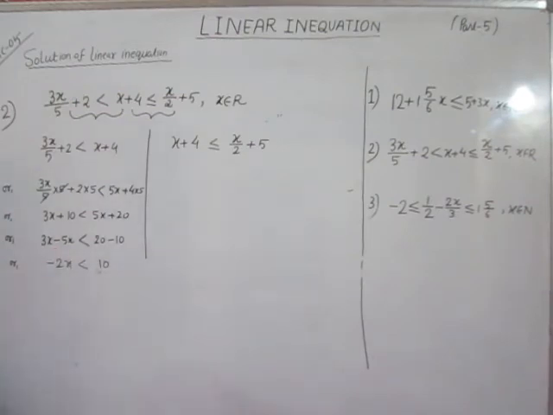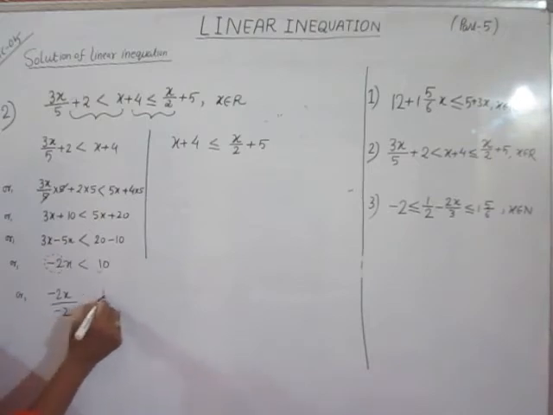So to get the value of x, we have to remove this coefficient minus 2. For removing the coefficient minus 2, what we have to do is divide both sides by minus 2. After dividing by minus 2, this minus 2 will be cancelled. So dividing both sides by minus 2, minus 2x divided by minus 2, and 10 divided by minus 2.